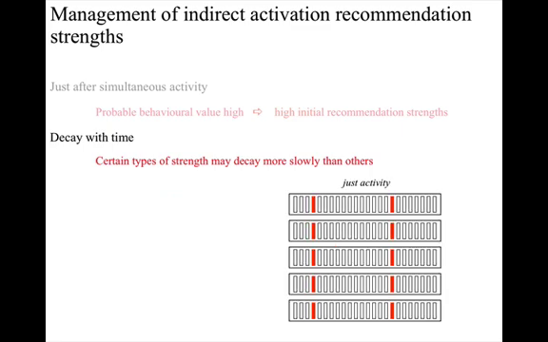And even if it's just ordinary simultaneous activity, if it happens repeatedly, that makes it more likely that the indirect activation could be useful. So the mutual recommendation strengths in favor of indirect activation may start to decay more slowly as there's more repetitions, or not decay at all.